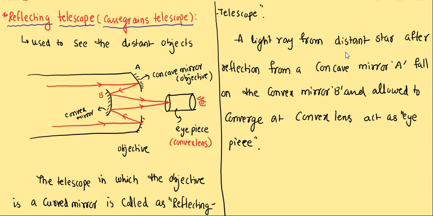A light ray from a distant star, after reflection from the concave mirror A, is incident on the convex mirror. This convex mirror allows the light rays to meet at the convex lens that acts as the eyepiece. Then the final image will be formed. Now let us go to some more important points. What are the advantages of the reflecting telescope over the refracting telescope? Let us see here.